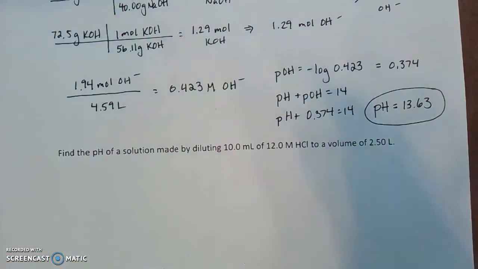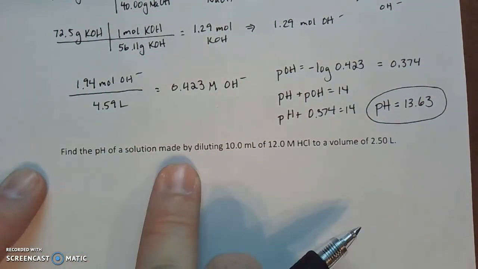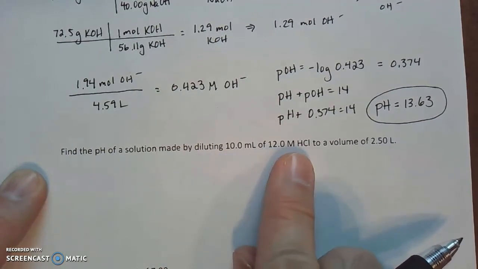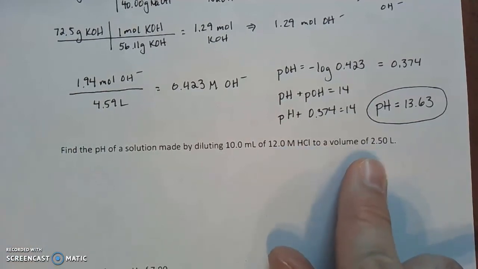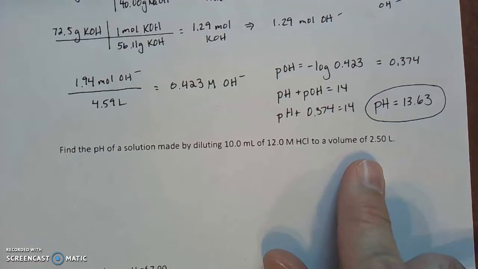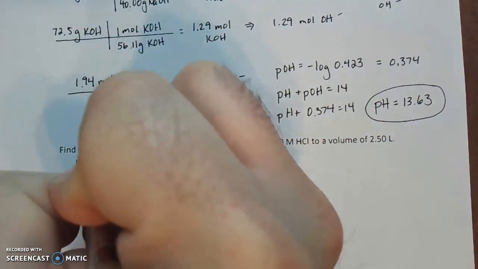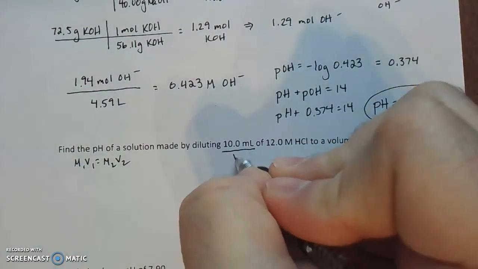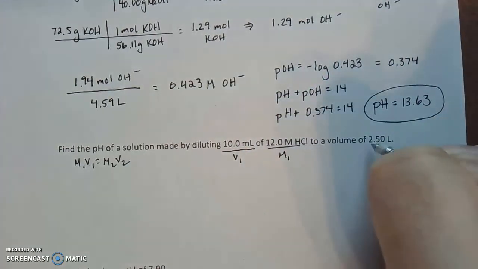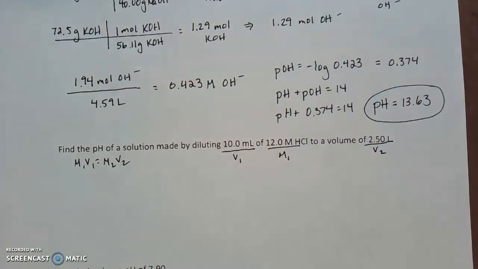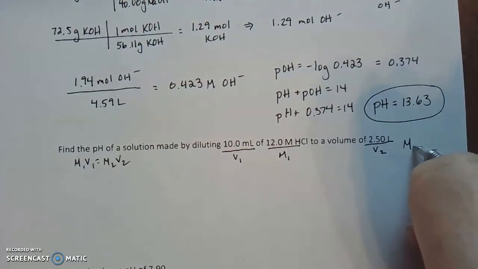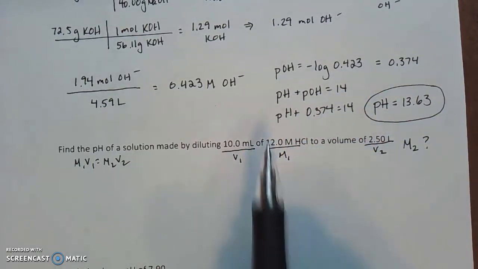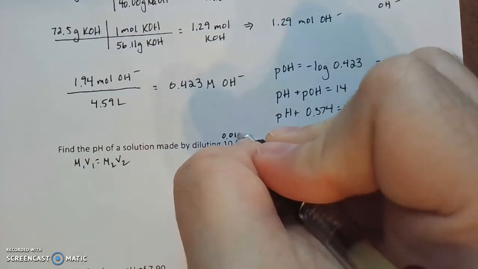If we look at our next problem, find the pH of a solution made by diluting 10.0 milliliters of 12.0 molar HCl to a volume of 2.50 liters. Here's our M1V1 equals M2V2 equation that we used last unit. So here is V1 and M1. Here is V2. We're going to be looking for M2. But our volume measurements don't add up, so we have to change this to 0.0100 liters.